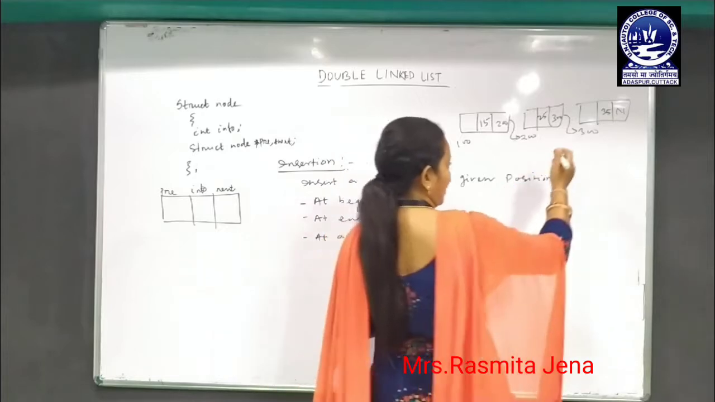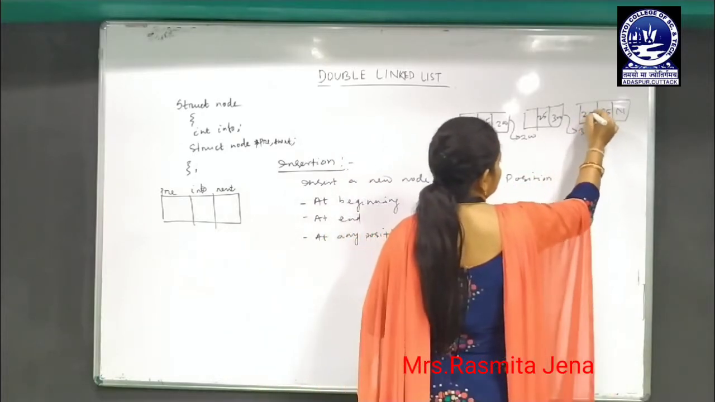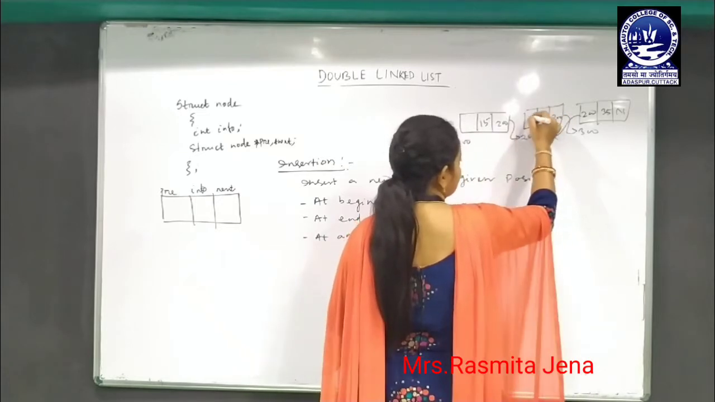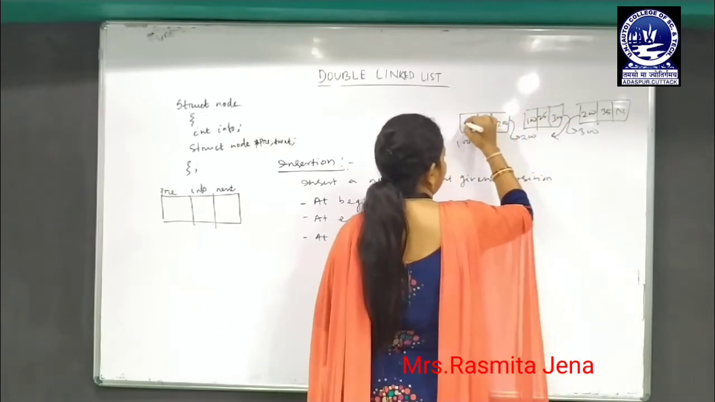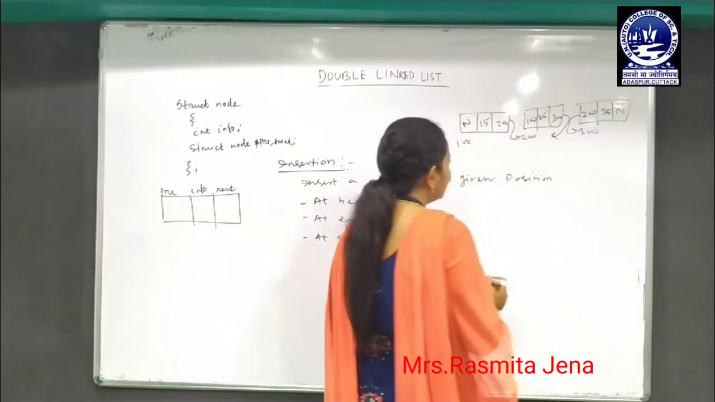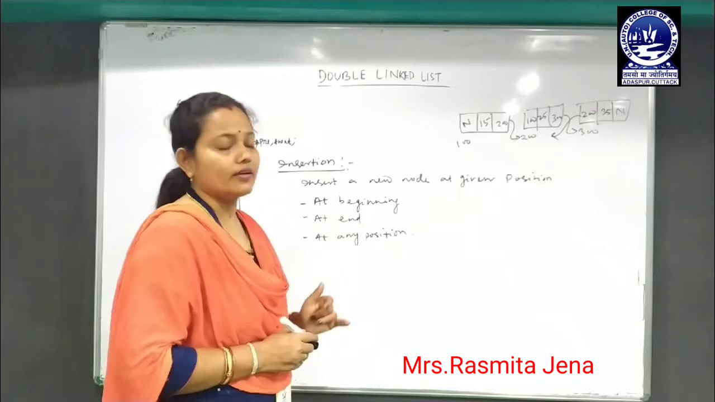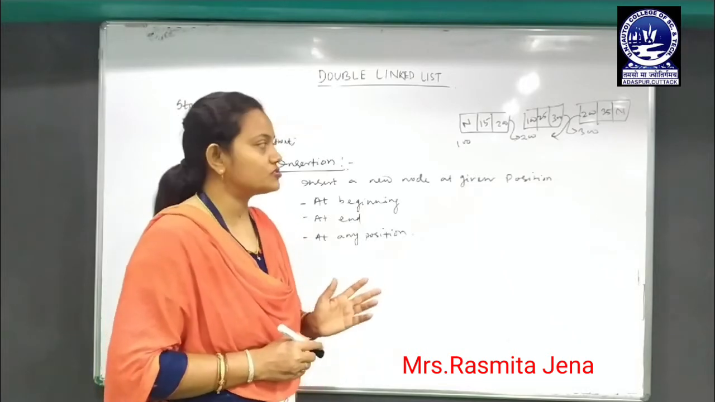Similarly, for backward traversing, the last node's pre part contains 200 and this node's previous node contains 100, and the first node of the double linked list has a previous part containing null, because before that we do not have any node to visit. So, this is the structure.